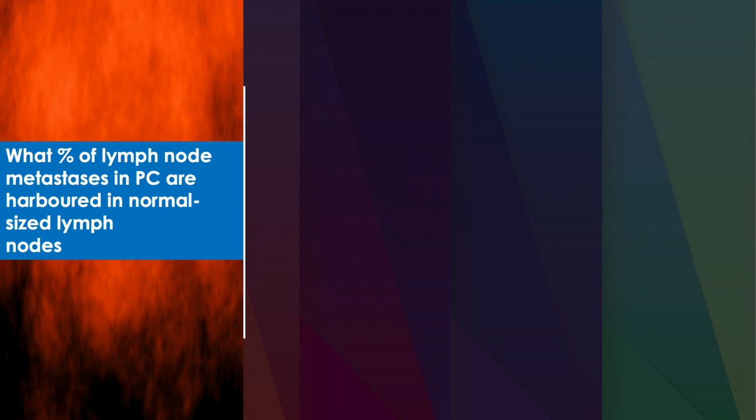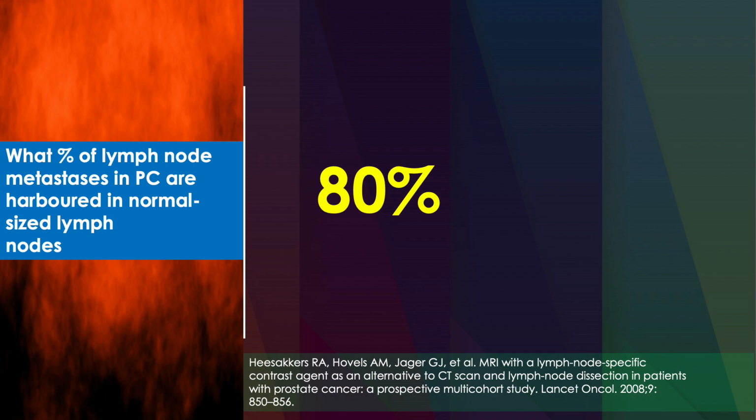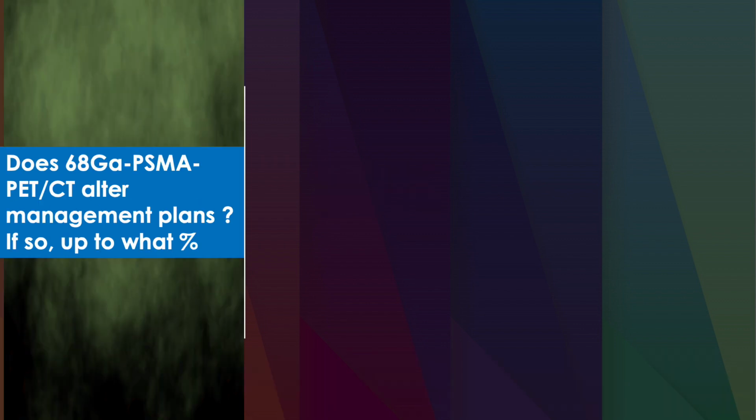And then comes the question: what percentage of lymph node metastasis in prostate cancer are harbored in normal size lymph nodes? Because we often say size is not important, and the morphological imaging depends on the size. But in fact, 80% of the PSMA positive lymph nodes are normal sized lymph nodes. It's not enlarged lymph nodes, it's just normal sized lymph nodes. And that's how we are more sensitive compared to conventional imaging modalities.